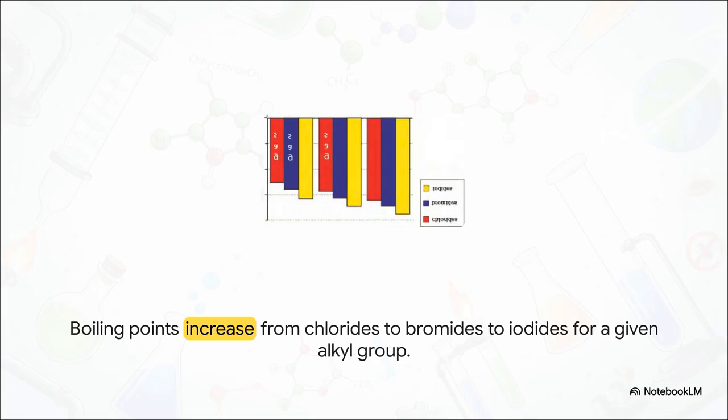They're attracted to each other. So you need to crank up the heat a lot more to get them to boil and separate. That's why they have much higher boiling points than the plain old hydrocarbons they come from.